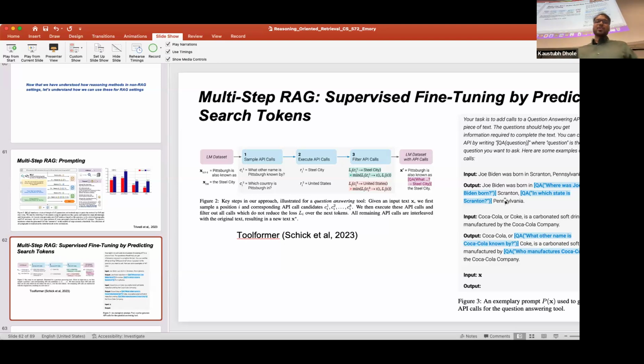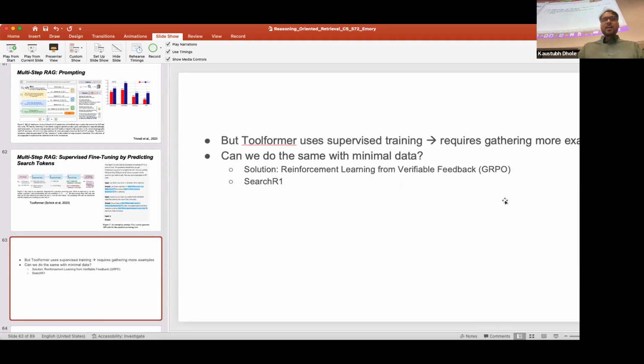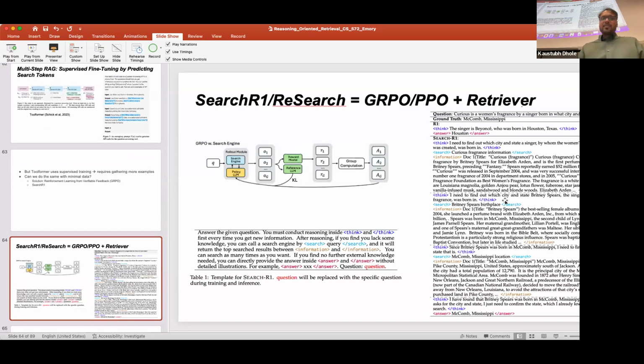But now this requires a lot of collection of training data as well. And so why not use some form of reinforcement learning, things that we learned in GRPO, and use that for training such a Toolformer based approach, instead of the heavy manual writing or even automated inserting of these fake search calls. So the reinforcement learning approach is essentially SearchR1.